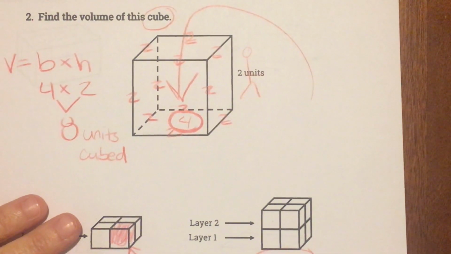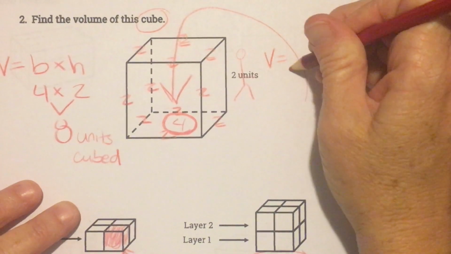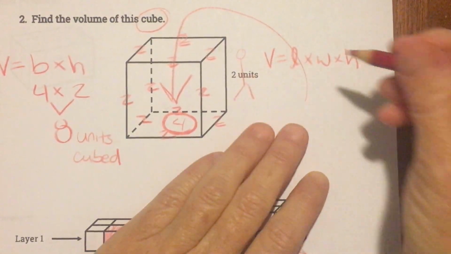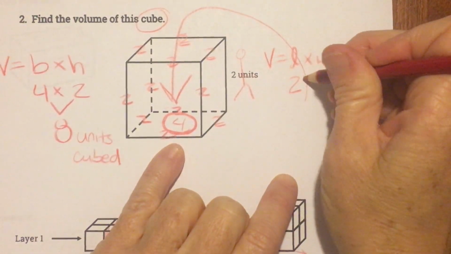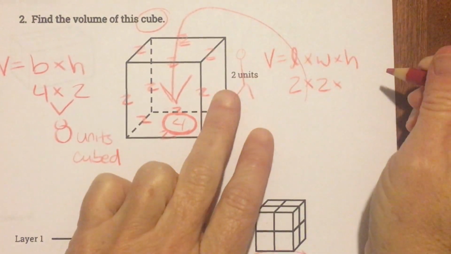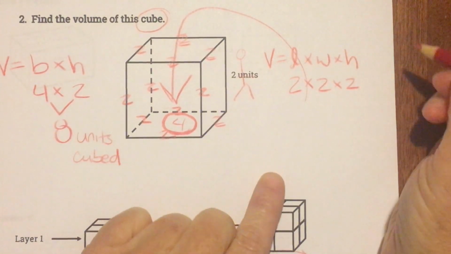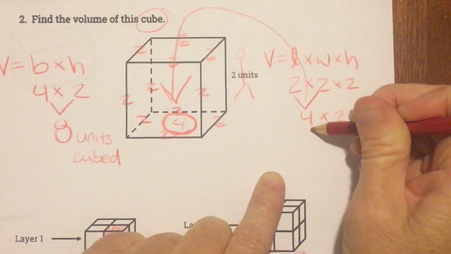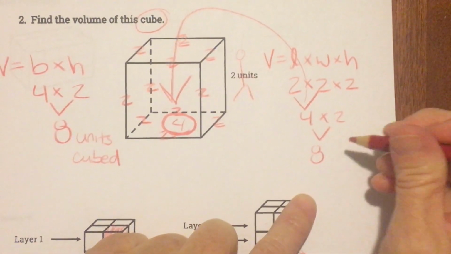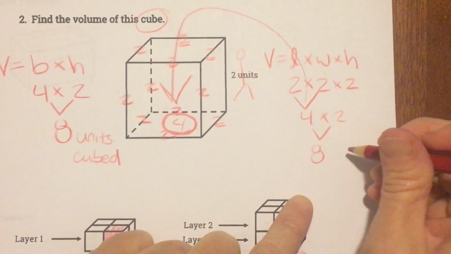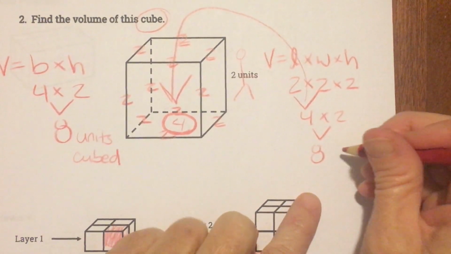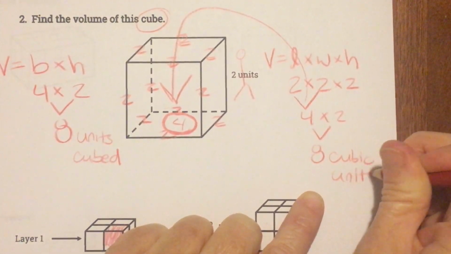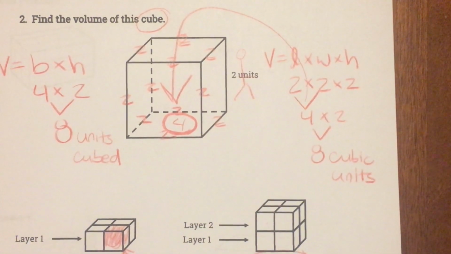Okay, I'm going to try my other formula as well. Volume equals length times width times height. Okay, so my length is 2, my width is 2, and my height is also 2. So when I go to solve this, I would get 4 times 2 is 8. And then my final step would be to add units cubed. So I could put units cubed. I could also say cubic units. For this one, I could have done either one.